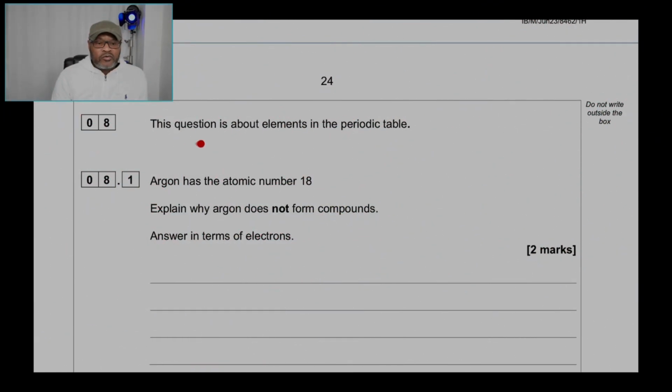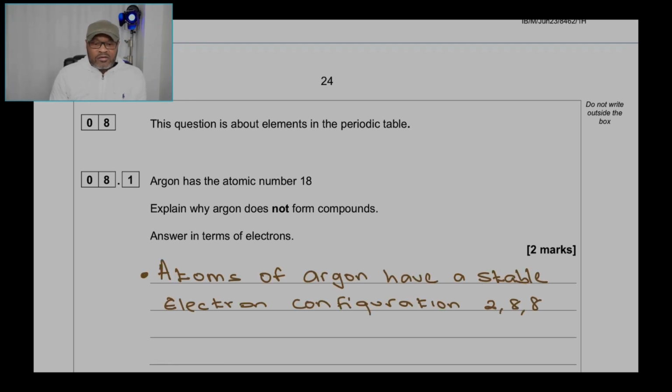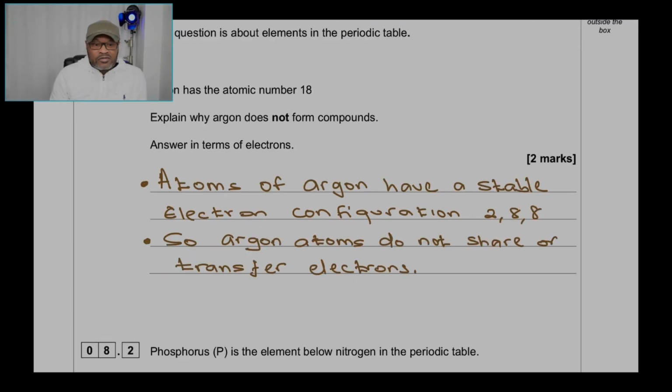Question 8. This question is about elements in the periodic table. Argon has atomic number 18. Explain why argon does not form compounds. Answer in terms of electrons. Well, so we know where argon is. Argon has a stable electron configuration of 2,8,8, and as a result, argon's atoms do not share or transfer electrons.